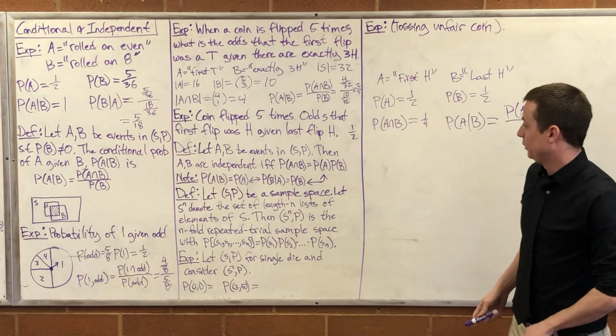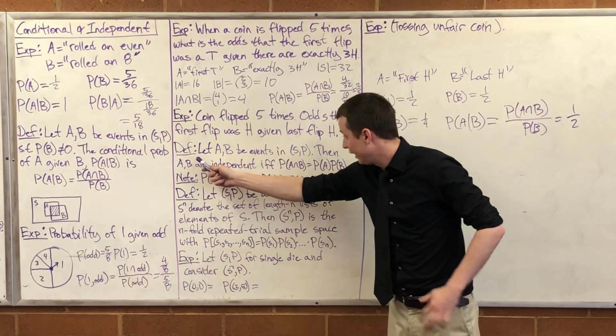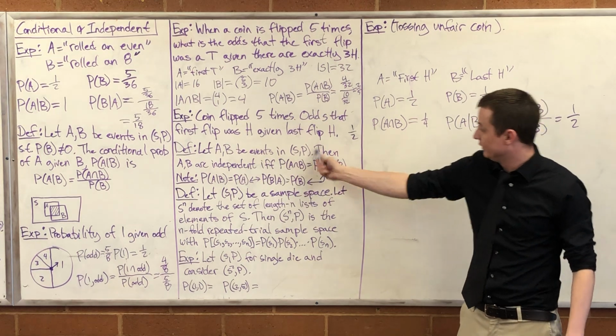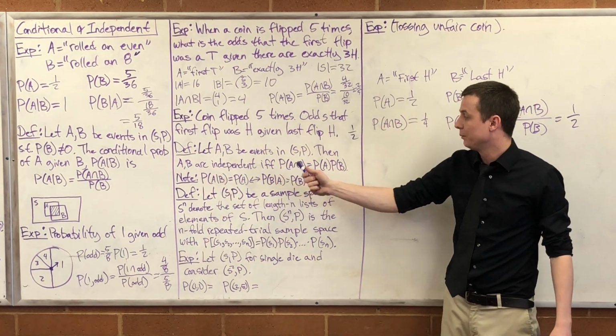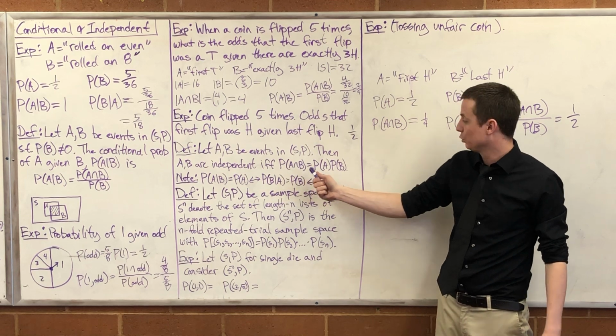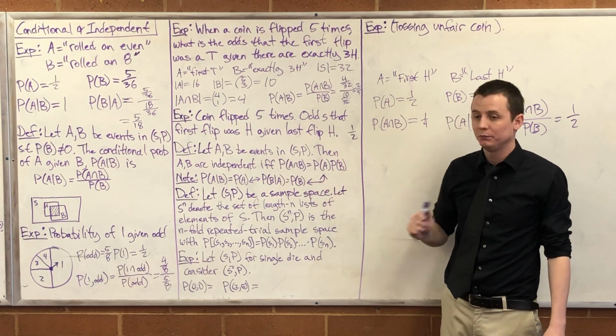Here's mathematically what we mean by independent. Let A and B be events in this sample space, then A and B are independent if and only if the probability of getting both of them is equal to the probability of getting the first times the probability of getting the second.